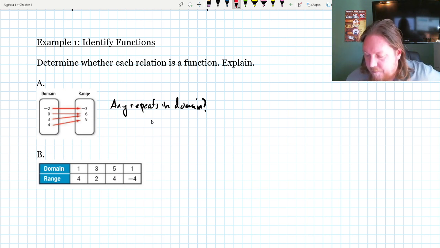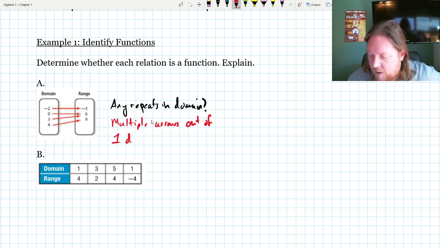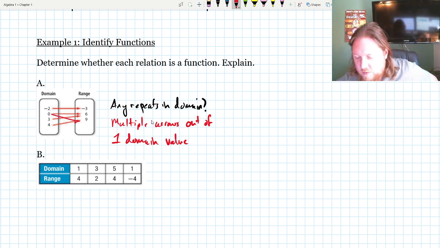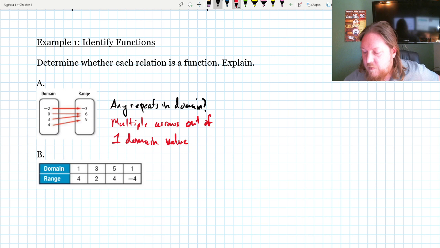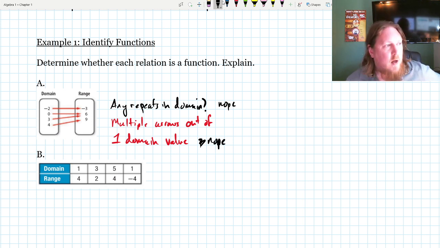The other thing is multiple arrows out of one domain value. If all of a sudden 0 also goes down to 9 there, that messes the whole thing up. No good. Fortunately, we don't have any of that. Nope. Nope. Nope. So that works just fine. So I would say this is a function.